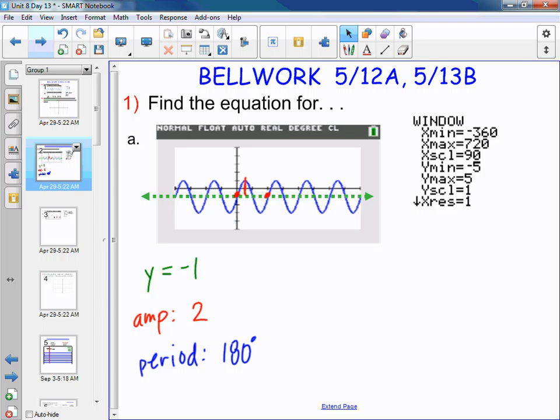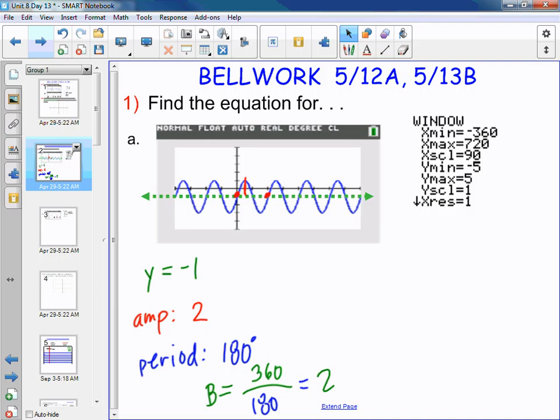Excellent. So now we'll use this period to calculate my speed factor. I know my speed factor b, the final thing I'll need in my equation, is given by the normal period of a trig function in degrees, 360, divided by the observed period for this particular function. So 360 divided by the 180 we just saw equals my speed factor b, and that looks like it's 2.